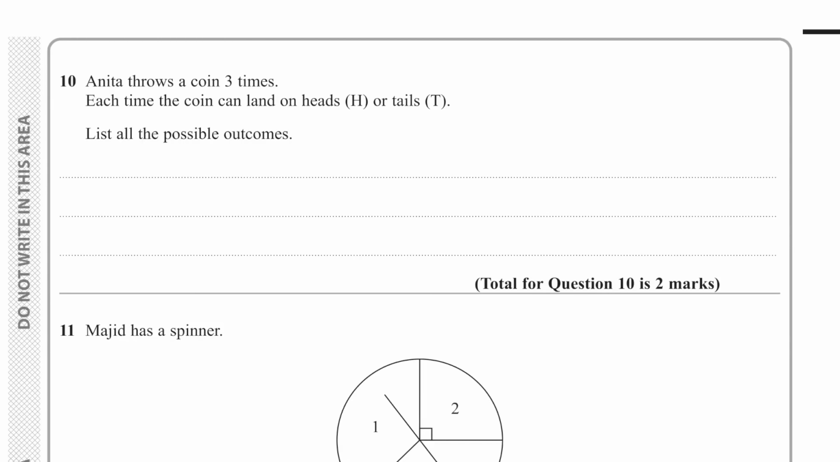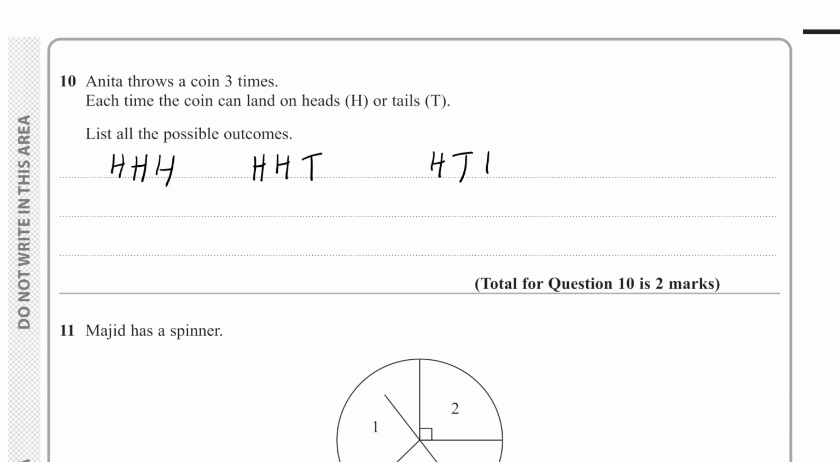Question 10. Anita throws a coin 3 times. Each time the coin can land on heads or tails. List all the possible outcomes. So we need to write down everything that could possibly happen. We could get heads, heads, and then heads again. Or we could get heads, heads, and then tails. So that's the options for heads, then heads. What if we got heads, then tails?